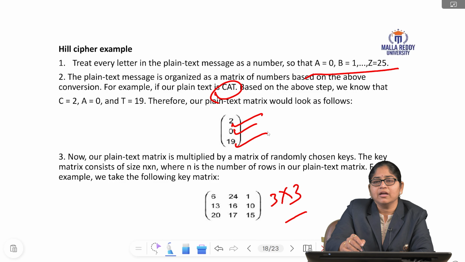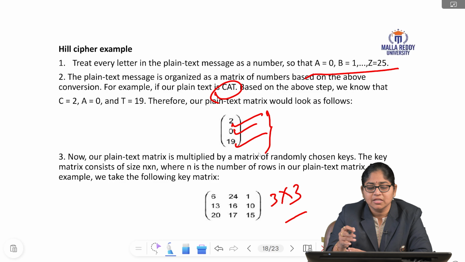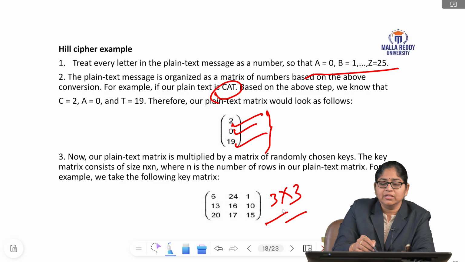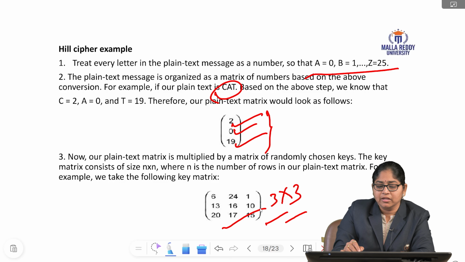So because we are having 3 letters in the plain text, based on the letters present in plain text, we need to consider the key matrix. The size of the key matrix is 3 by 3 here. Suppose if plain text has 2 letters, then we need to construct the key matrix as the size of 2 by 2.